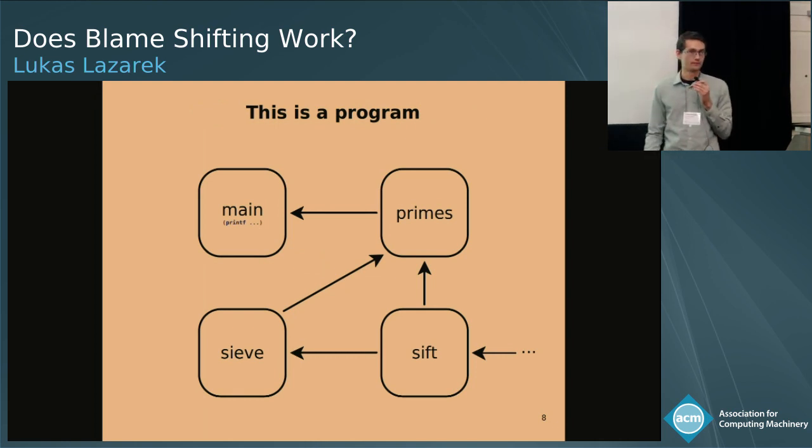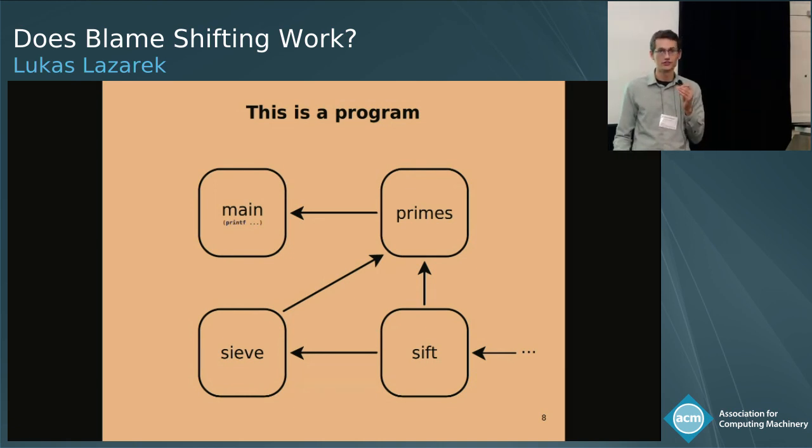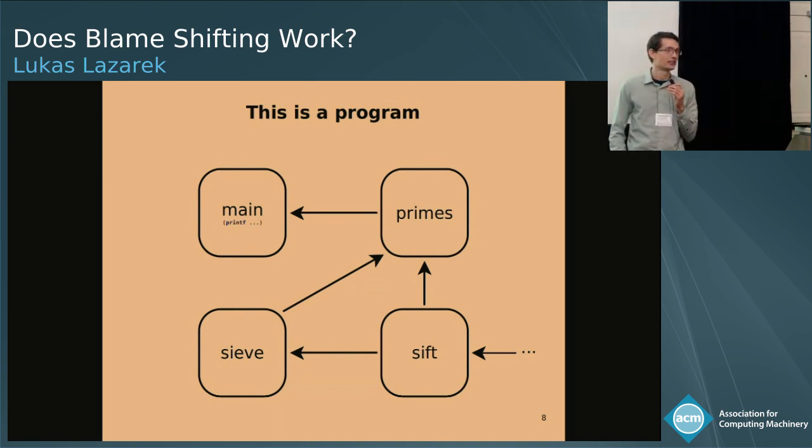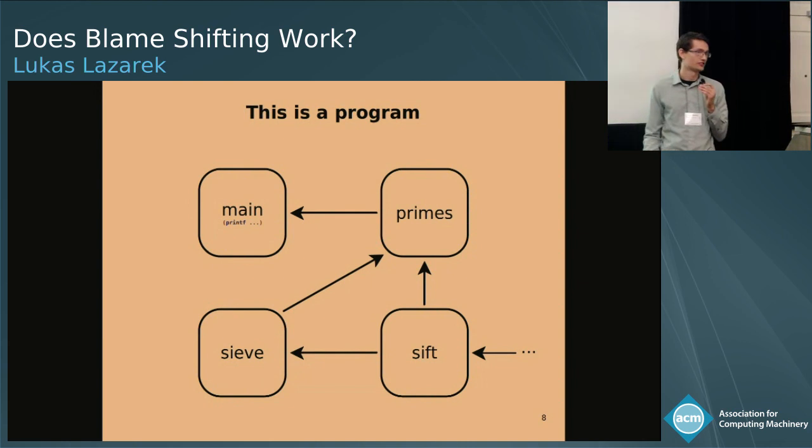This is a program that's intended to calculate an infinite stream of prime numbers and print some of them out to the user. The program consists of a number of components, like main, prime, sieve, sift, and others, but I'll only focus on these four for simplicity's sake. The arrows between these components indicate import dependencies. So for instance, the primes component uses values from both sieve and sift.